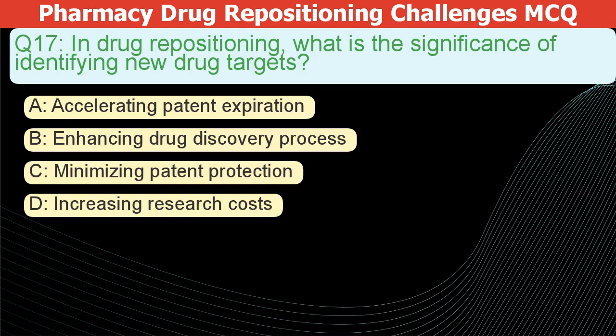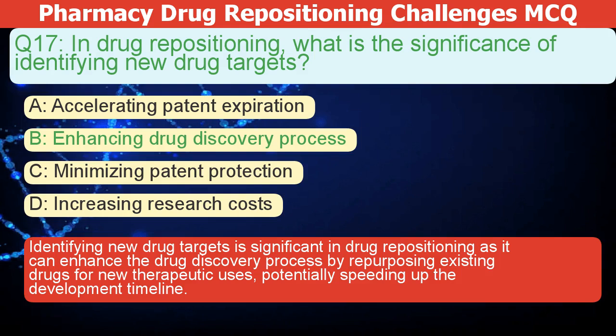In drug repositioning, what's the significance of identifying new drug targets? A. Accelerating patent expiration. B. Enhancing the drug discovery process. C. Minimizing patent protection. D. Increasing research costs. The correct answer is B.